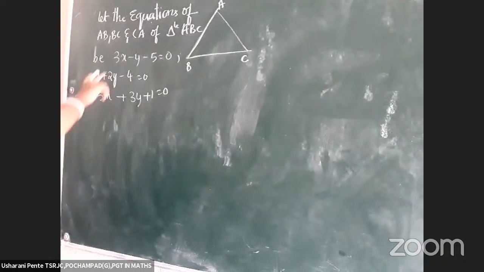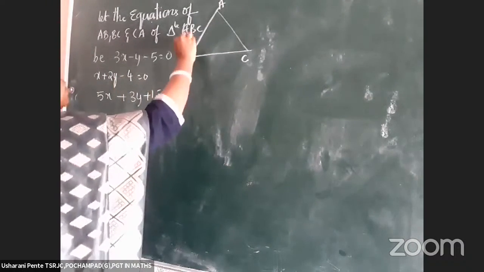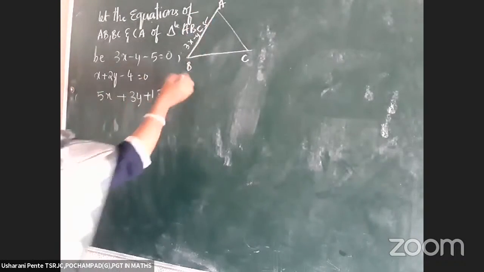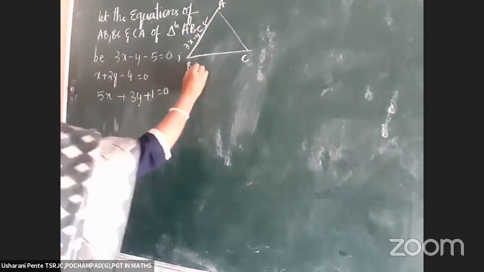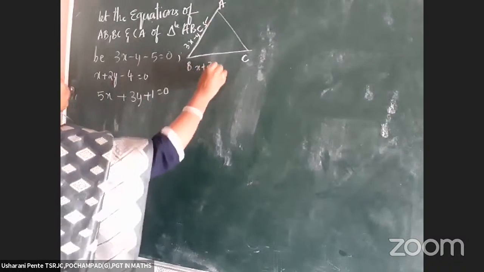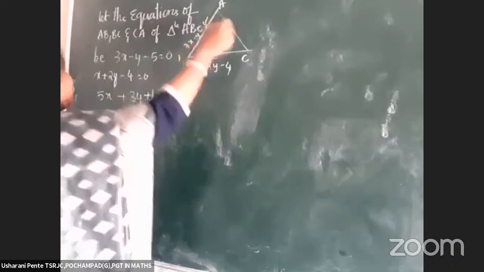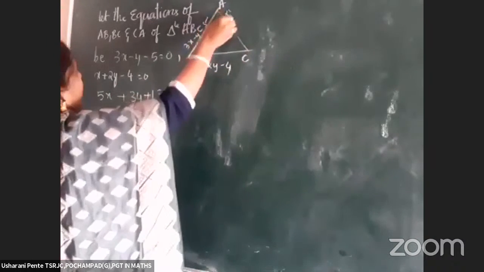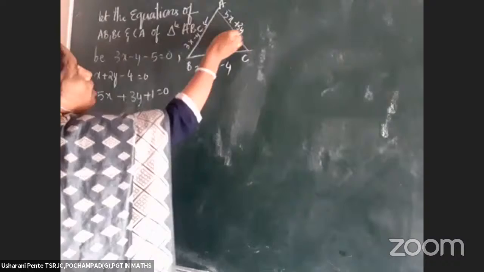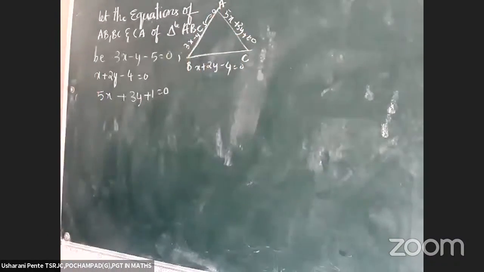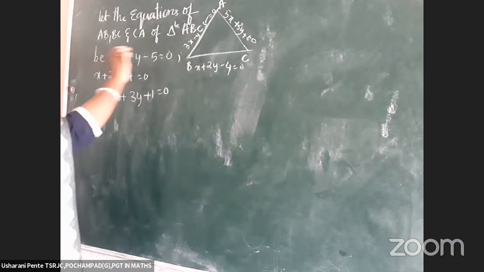What are they? AB is 3x minus y minus 5. BC is x plus 2y minus 4. And this is AC, that is 5x plus 3y plus 1 equals 0. So these are the equations they have given.